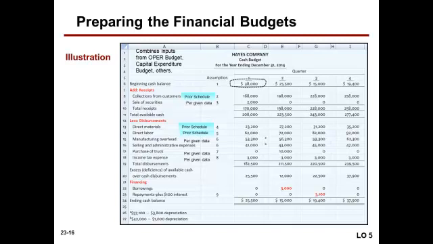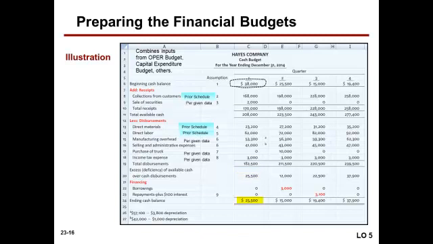We can subtotal our total disbursements for the first quarter, $182,500. Subtract that from our total available cash of $208,000. And so we forecast an excess of cash at the end of the first quarter of $25,500. That exceeds our minimum balance, therefore there is no need to borrow in that first quarter.